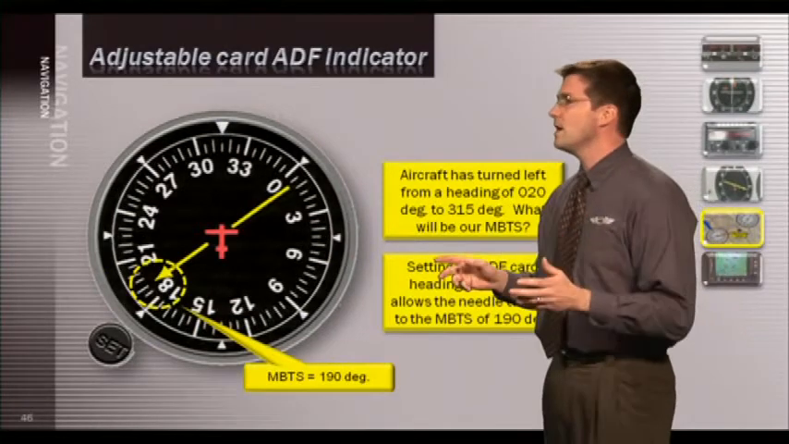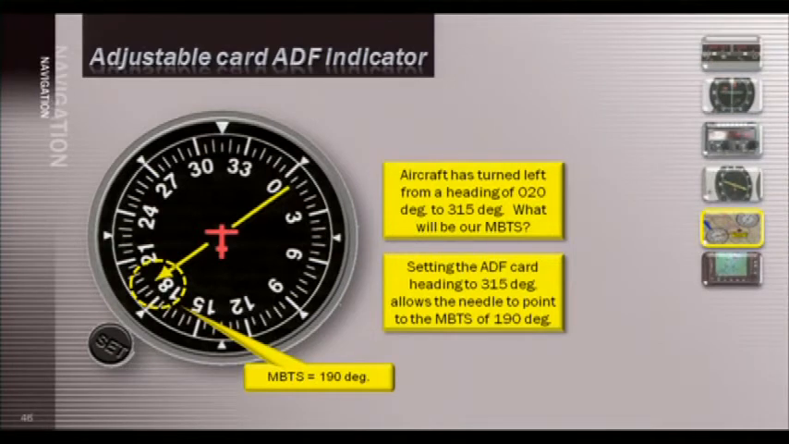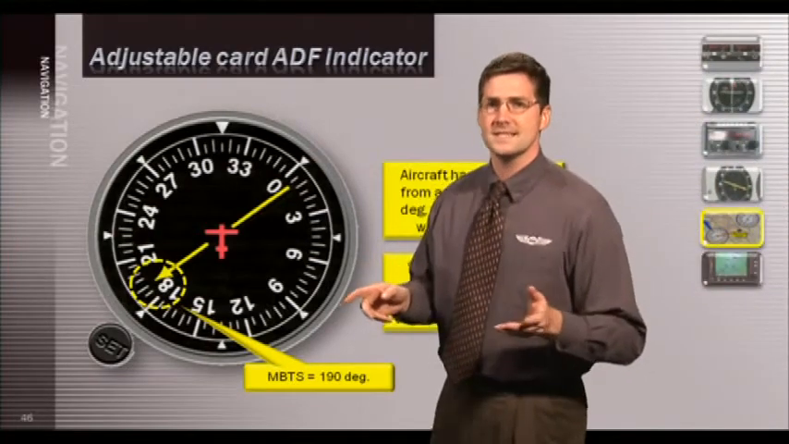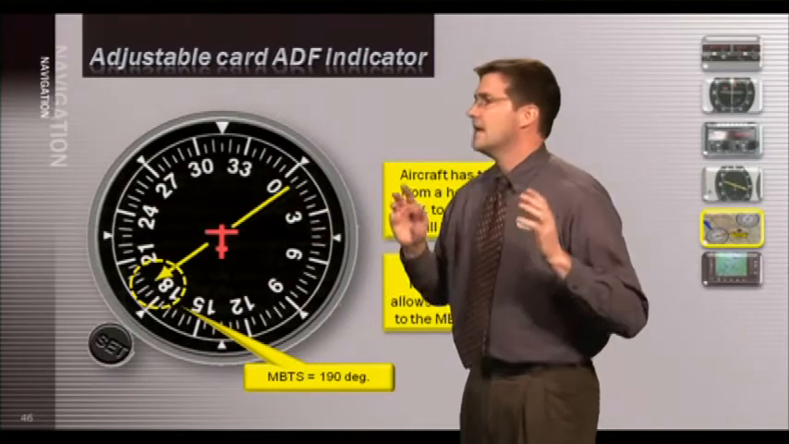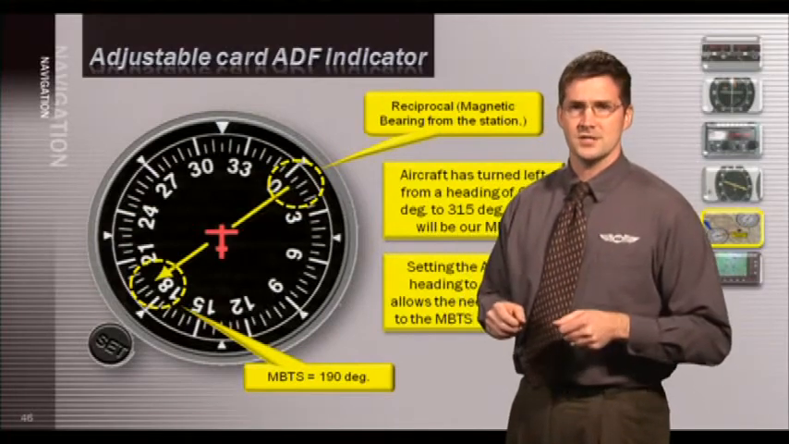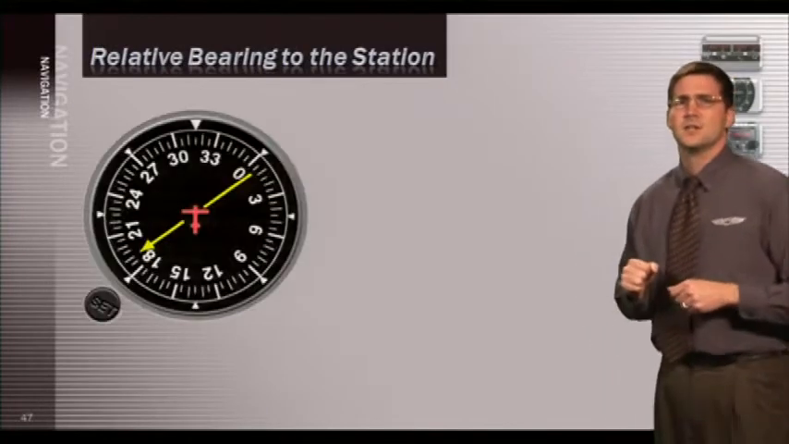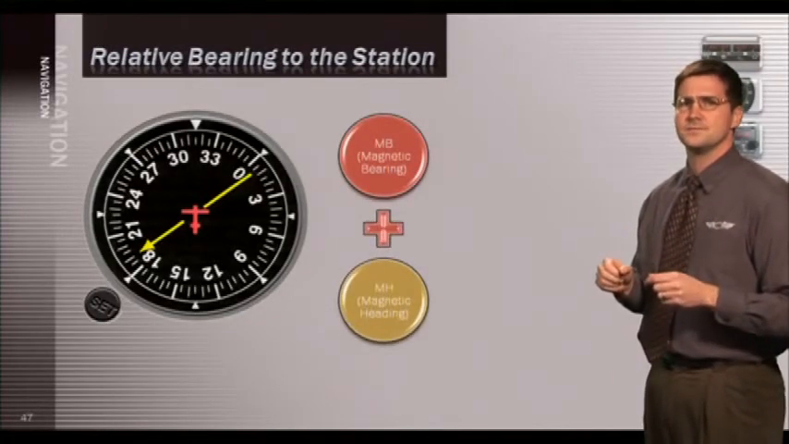Since the needle always points to the ADF, the bearing to the station under the heading of the needle indicates 190 degrees. The tail of the needle is the reciprocal, 180 degrees opposite, or in this instance 010 degrees, as you can see right here. In some instances, you still need to know the relative bearing to the station.